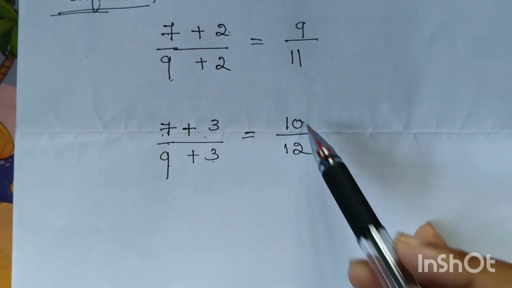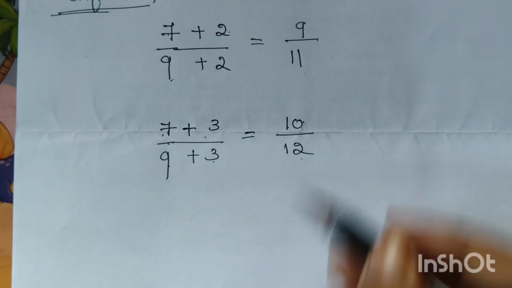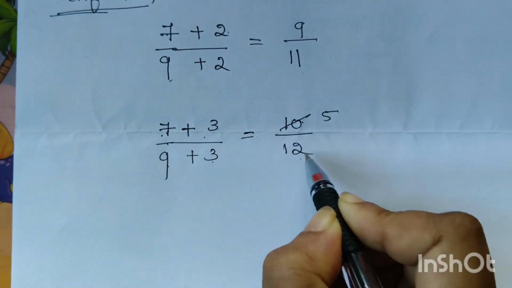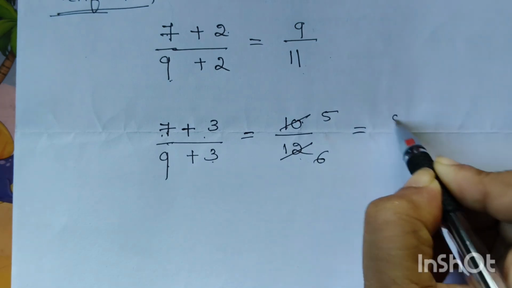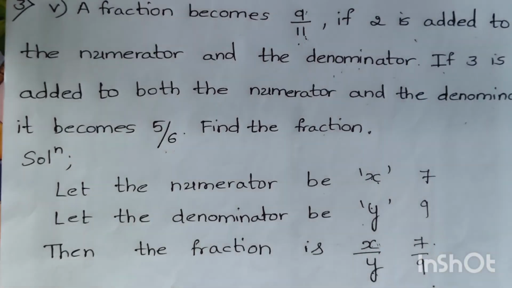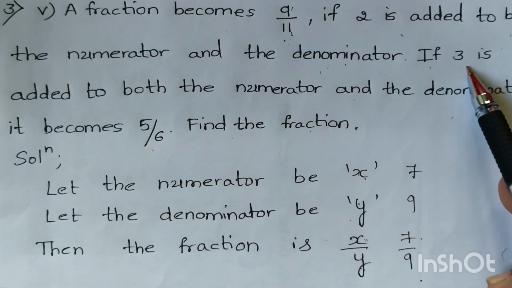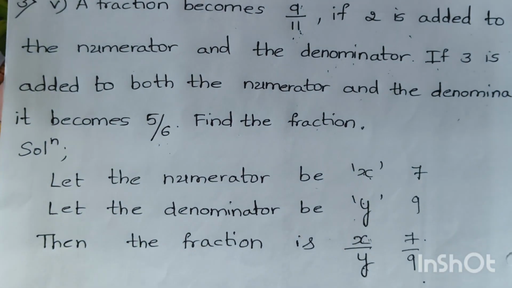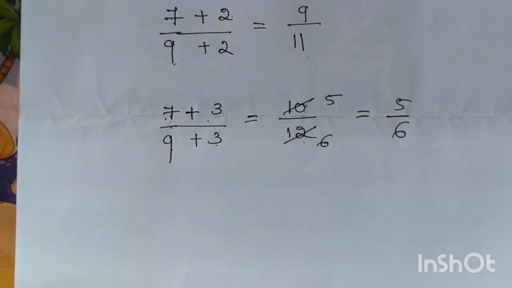Now let us simplify this 10 by 12. 2 5s are 10. 2 6s are 12. That is 5 by 6. Yes, the fraction will become 5 by 6 if we add 3 to the numerator and 3 to the denominator, right? We have verified the question.